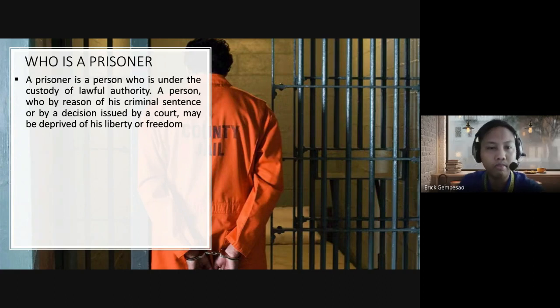Okay? So a prisoner is a person who, by reason of his criminal sentence or by a decision issued by a court, may be deprived of his liberty or freedom. This definition is more legalistic, because you are not considered a prisoner if you were detained illegally. Okay? So the detention, ang pagkulong ng tao, should be legal. Dapat may court order. Okay, if it's a warrant of arrest, may warrant of arrest issued by an honorable court, or by reason of criminal sentence, if the accused was sentenced for imprisonment, then that person is considered a prisoner once confined na sa facility or a jail or prison.